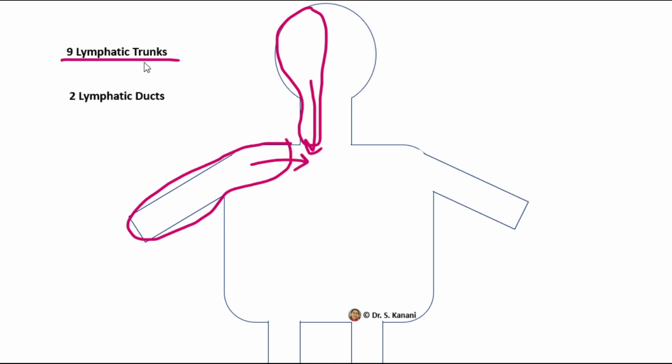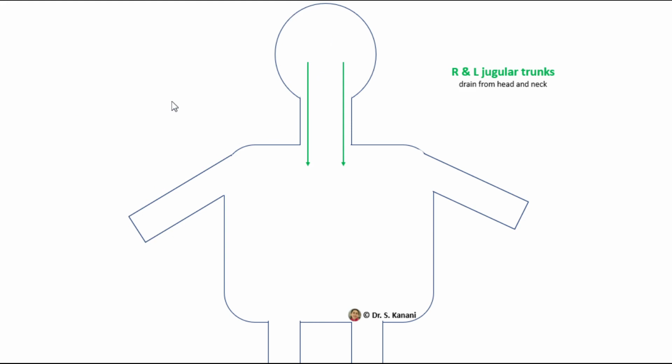And then eventually some of these lymphatic trunks join together to form lymphatic ducts. The main responsibility of lymphatic ducts would be emptying lymph back into the bloodstream. And the blood vessels that accept lymph are veins, which I'm going to talk about, which veins are the ones that receive lymph. First, we focus on 2 jugular trunks.